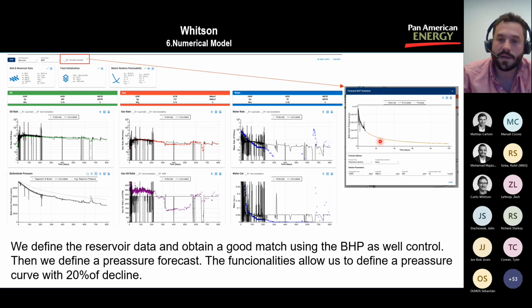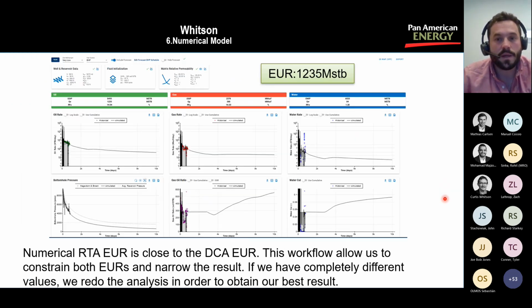And in this case, we define, sorry, it's a little bit small, but trust me, it's around 10,000 days. It's generally what we use, around 30 years or a little more, to generate our decline curves. And we define a decline of 20% per year, just to obtain a decline pressure to be defined, and then we finally obtain our new EUR in this case.